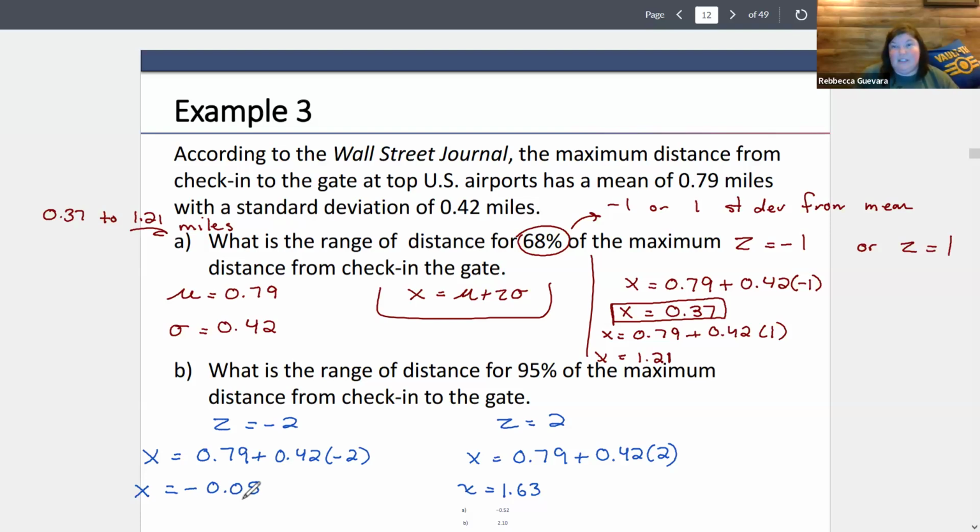So clearly we can't have distances that are negative. What this is really saying is that you essentially want to take that to 0. Sometimes when you're doing these ranges, it's not going to make sense for the data that you have. It doesn't make sense to have negative distances. So my range is actually not negative 0.05 miles, but 0 to 1.63, which still doesn't seem very likely, but that's 95% of your maximum distances from check-in to gate. So in this case, this must be a really small US airport.